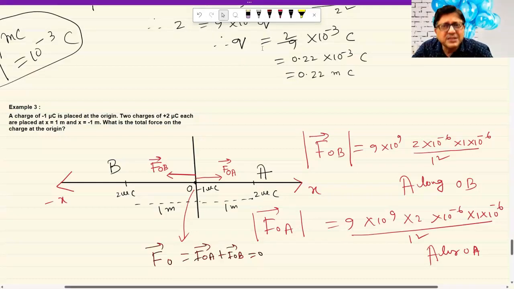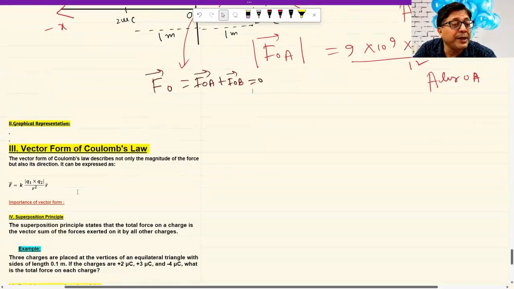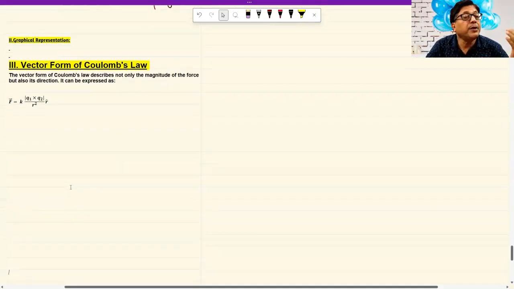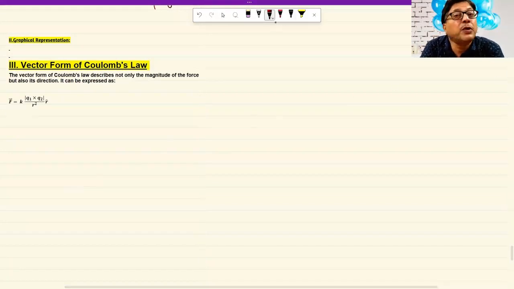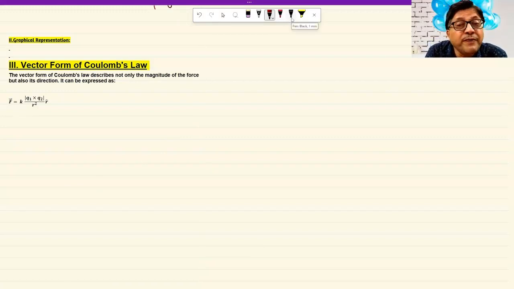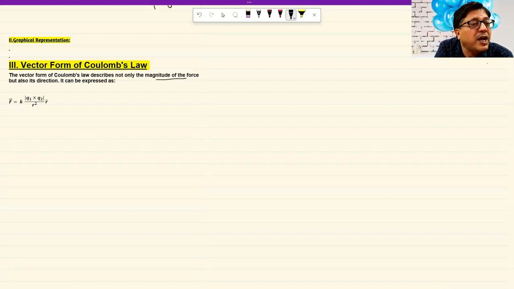So these three problems I have discussed are very simple applications of Coulomb's law. But we'll do more on it by knowing the vector form of Coulomb's law. Very important topic. Understanding of vector form will help you to excel in all kinds of exams, not only your board pattern examinations. It will help you to understand the principle of superposition. We are going to discuss the vector form of Coulomb's law. It will describe both magnitude of force and direction.